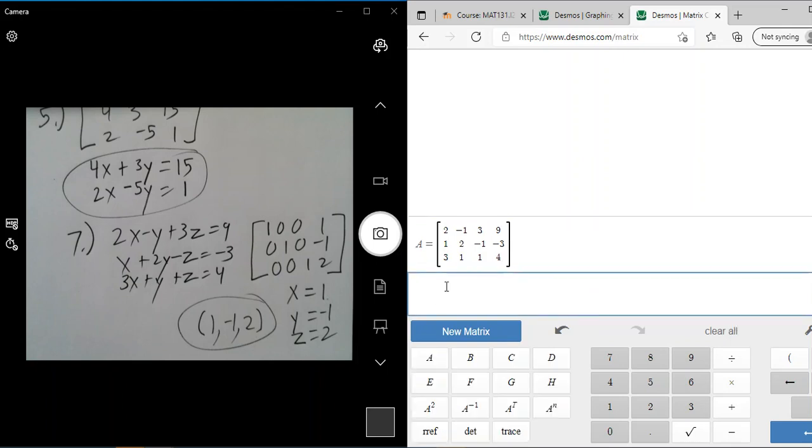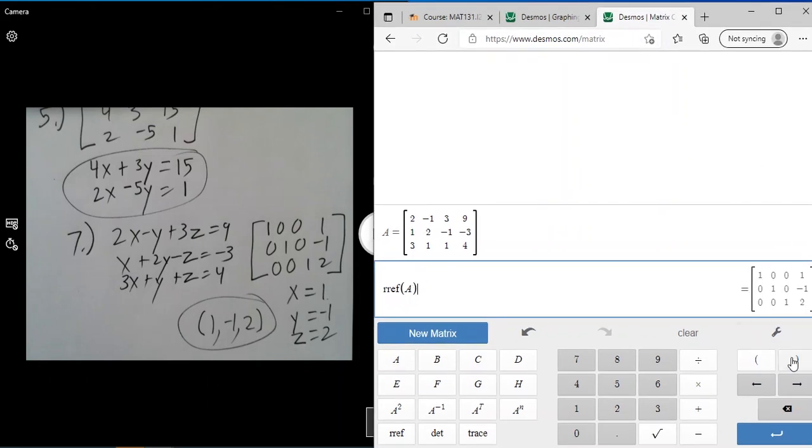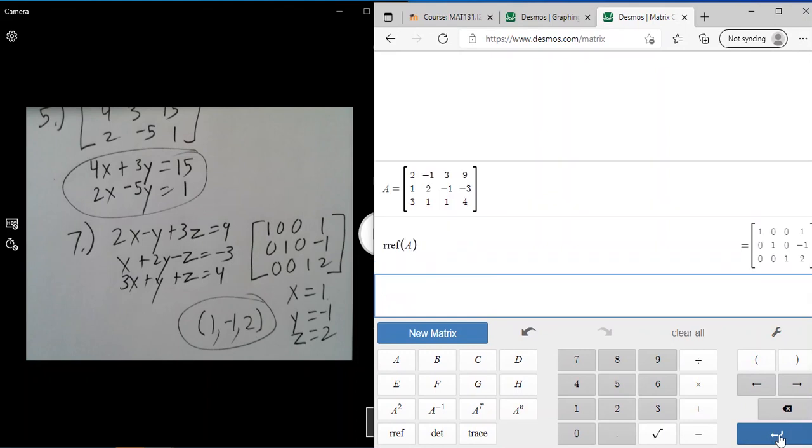We click in this middle area here. We make sure that all these numbers line up with the coefficients. They do. And remember, x, y, and z must be in the proper order. So what you would do is click on RREF, which stands for Reduced Row Echelon Form. Then you click on this capital A, close your parenthesis, and press enter.